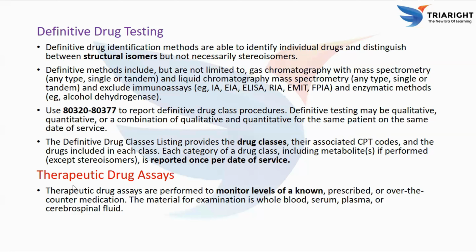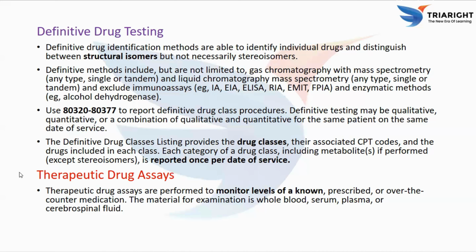So what are the types of results? A definitive test can be quantitative, qualitative, or both. Qualitative is checking whether the drug is present or absent. Quantitative measures the exact drug concentration, and both indicates the presence plus amount. All are still reported under the same definitive drug class code.